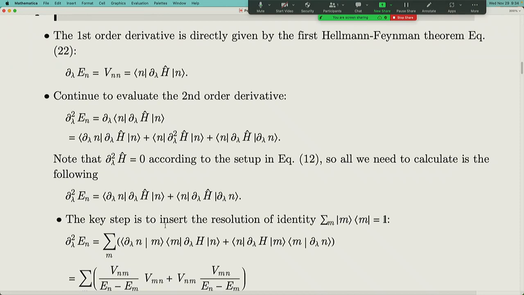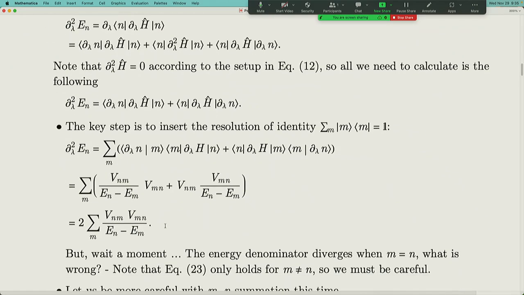You can pop out the identity operator in here, split it into a ket and bra basis, and sum over all the bases. That's where we get this additional summation. So we can insert the resolution of identity here, and then for this term, if you still remember the second Hellmann-Feynman theorem, it tells us how to compute the first order derivative of the state in a product with a basis.